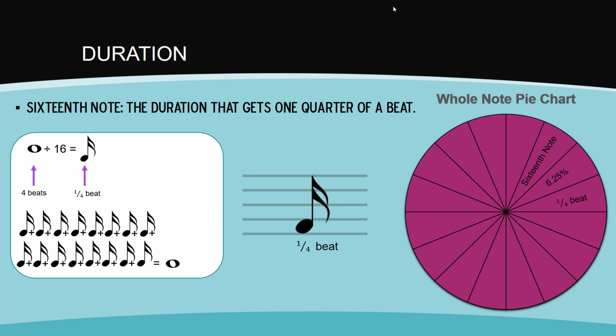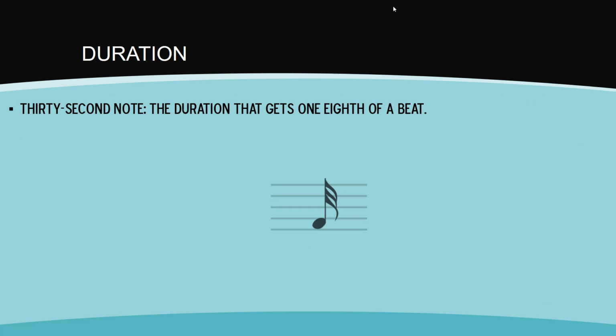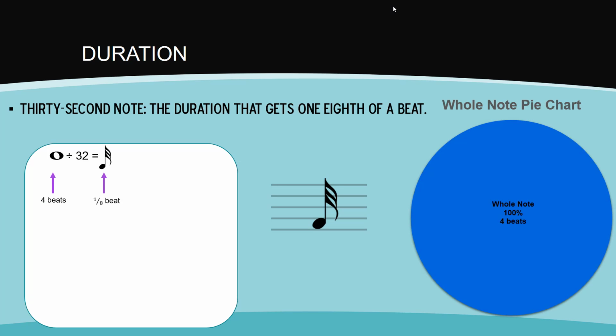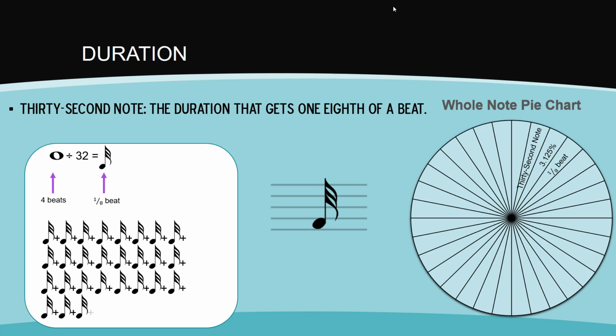A 32nd note is a note that is 1/32 of the duration of a whole note. There are 32 32nd notes in the value of 1 whole note. To notate a 32nd note, you add an extra flag to the 16th note, cutting its value in half. Therefore, a 32nd note gets 1/8 of a beat. A pitch that has a duration of 1/32 note would sound like this.